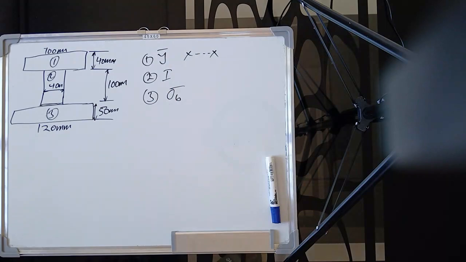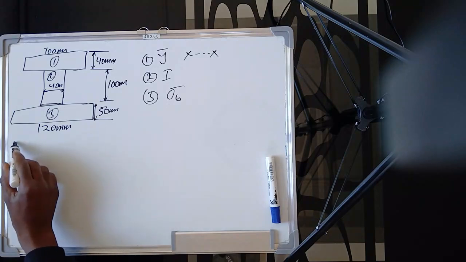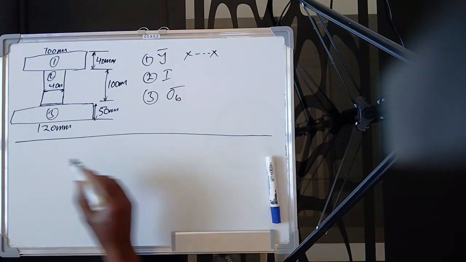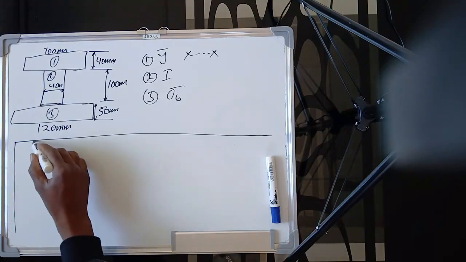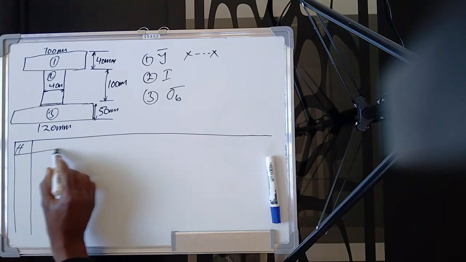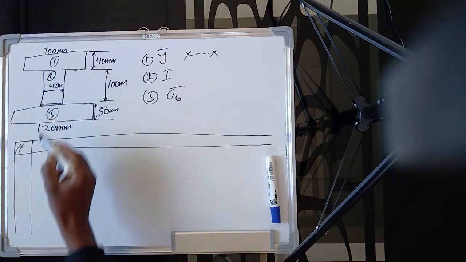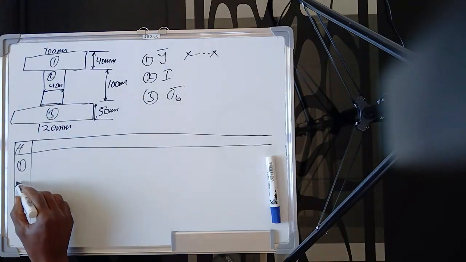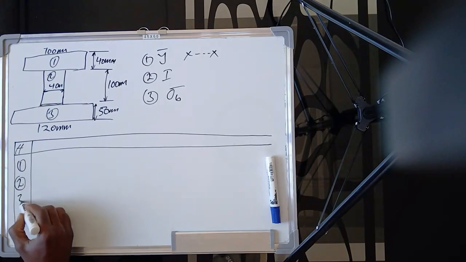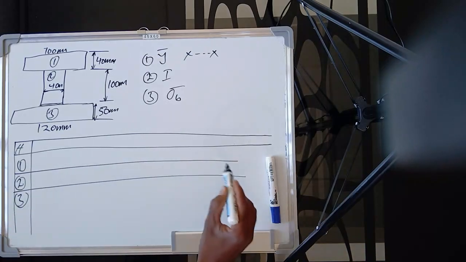Now remember what we said. We use the table to find the neutral axis. So I'm going to write a table here. That should indicate the part number for me. Because there are 3 parts here, I'm going to say part number 1, part number 2, and part number 3. Okay, so I'm going to further divide it in 2 rows.